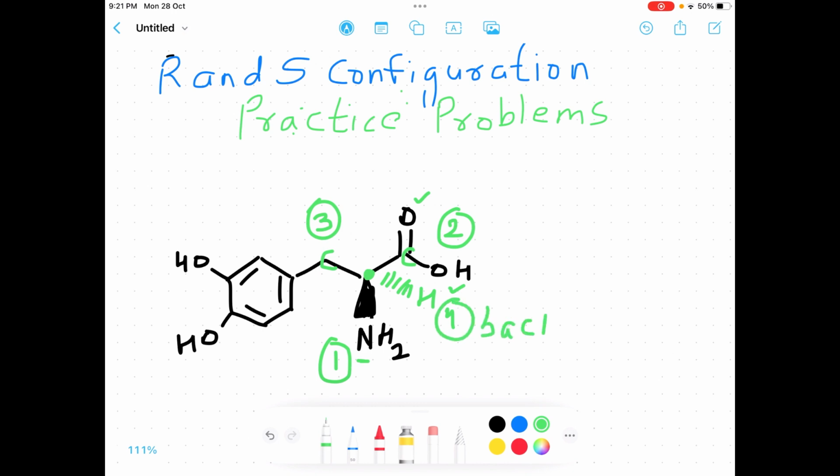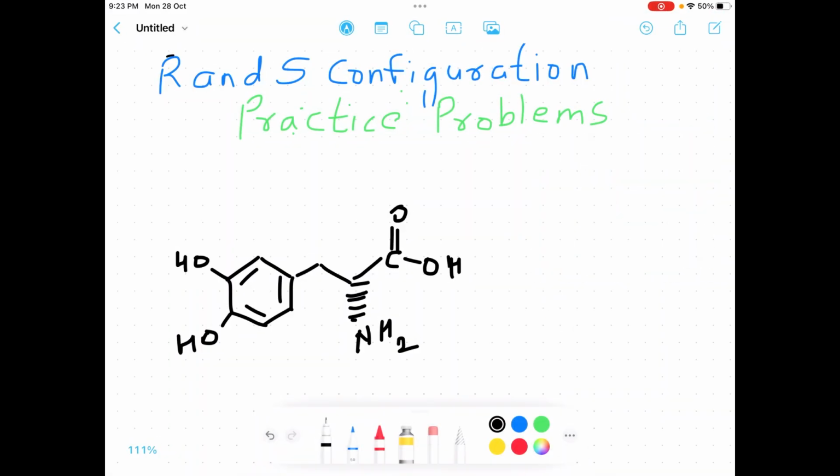Now hydrogen is on the back, so the problem is quite simple. We just have to look at the sequence of 1, 2 and 3, and if we look at the sequence, it's moving in an anti-clockwise direction, so this molecule has S configuration.